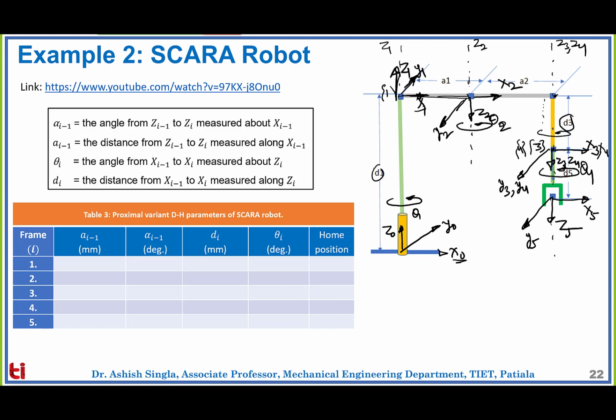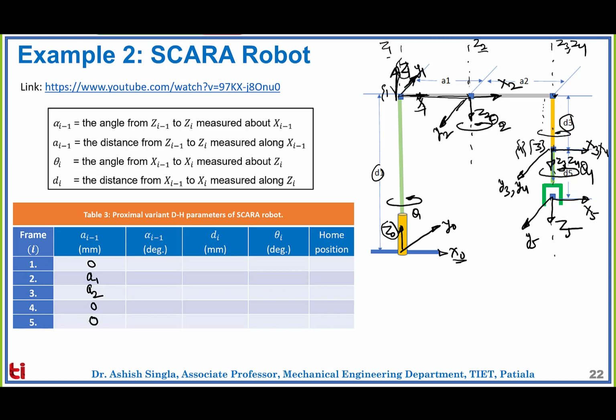Other way around, let's recalculate again. It's z0 to z1, so this is z0, this is z1, so both are in the same line, so z0 to z1 along x0, it's 0. Then z1 to z2 along x1, here is z1, here is z2, we have a1, then z2 to z3 along x2 we have a2, then z3 to z4 both are coincident, so it's 0, and then z4 to z5 again both are in the same line. So this is the first column.